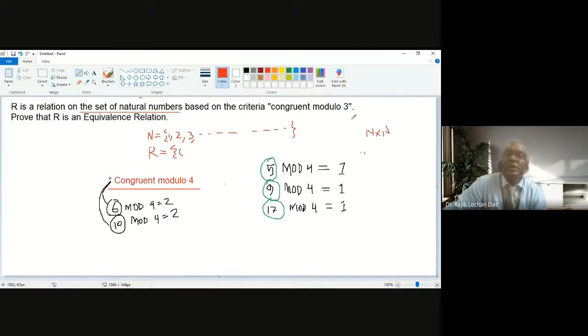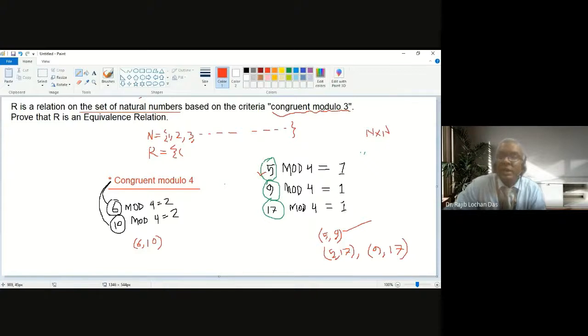So you will try to find out congruent modulo 3 in this case. These are examples of congruent modulo 4. If you think about congruent modulo 4, you will write 5, 9. Why? Because 5 is congruent modulo 4 to 9, so it is included. You can write 5, 17. You can write 9, 17. You can write 6, 10. Why 6, 10? Because 6 and 10 are congruent modulo 4.